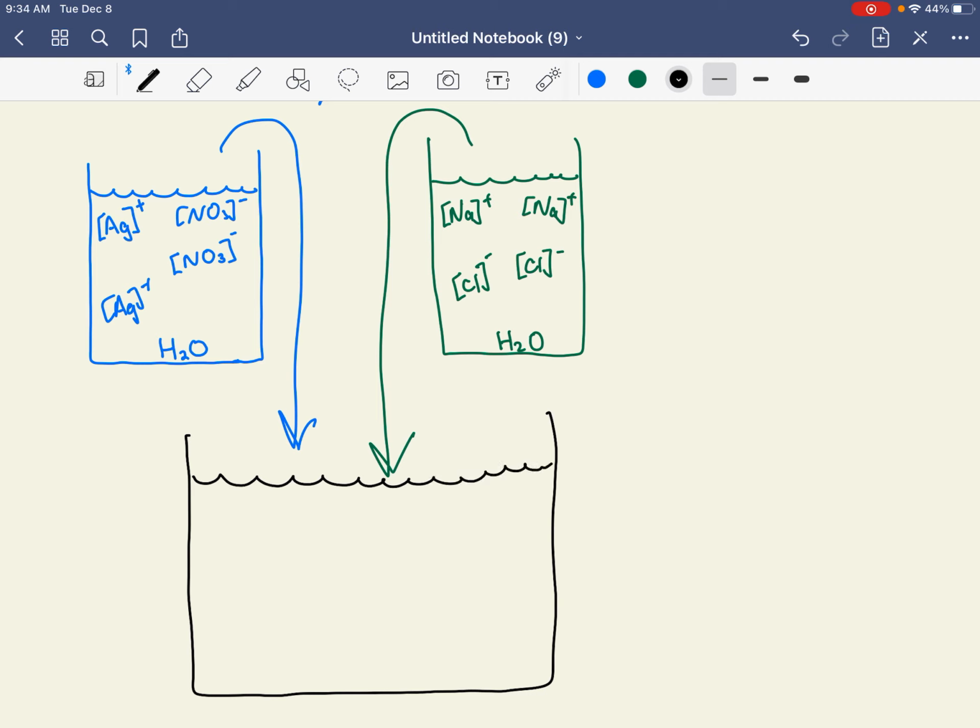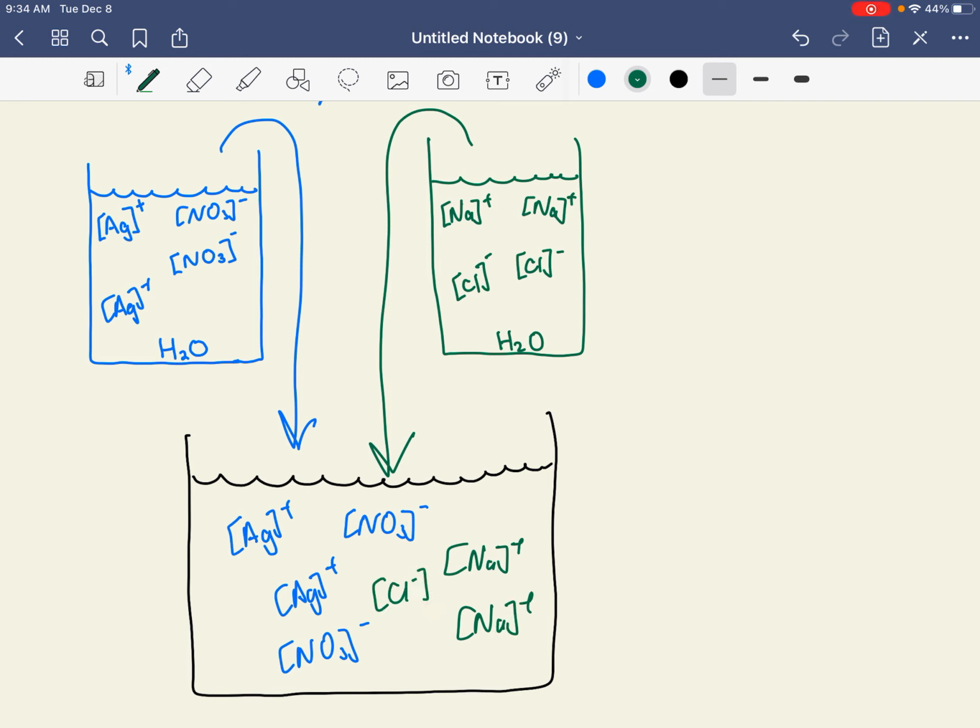This is what's going to happen. Okay, right now you have a whole bunch of Ag plus. You have a whole bunch of NO3 minus. They're dissolved. And then, of course, you have your Na plus and your Cl minus. Okay? Now, this is the amazing part that I like to show.